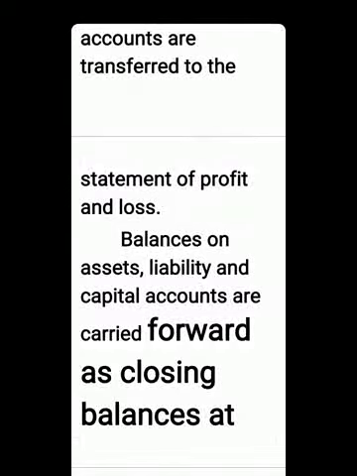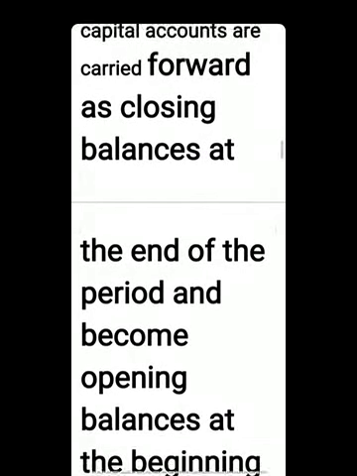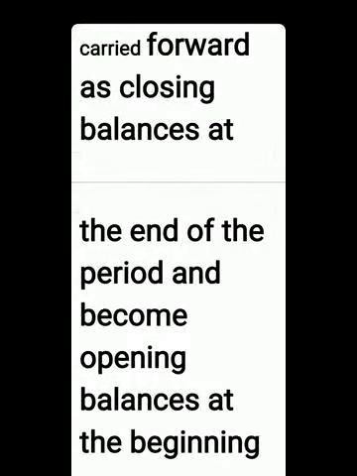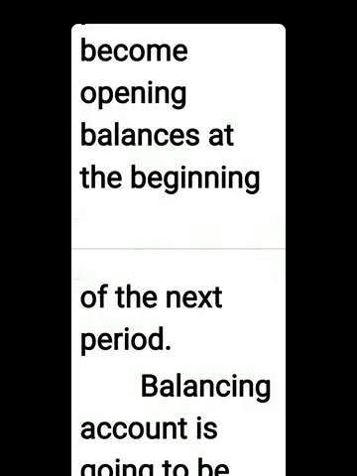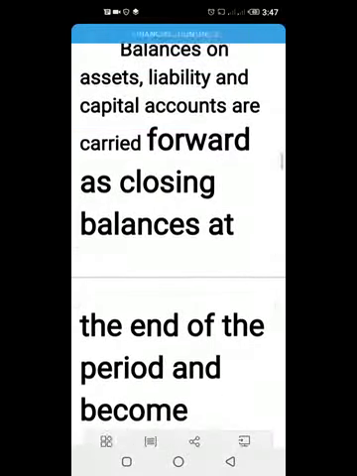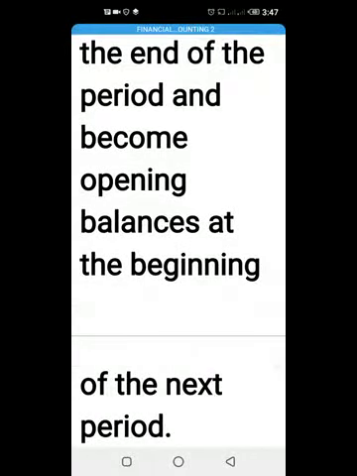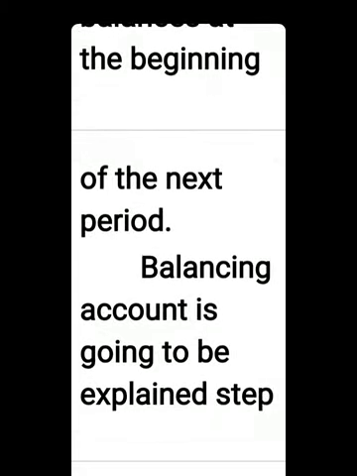Then balances on assets, liabilities, and capital account are forwarded as closing balances at the end of a period to become opening balances at the beginning of next period. That is balancing of assets, liabilities, and capital account. We forward them as closing balances and then take them to the next period as opening balances.